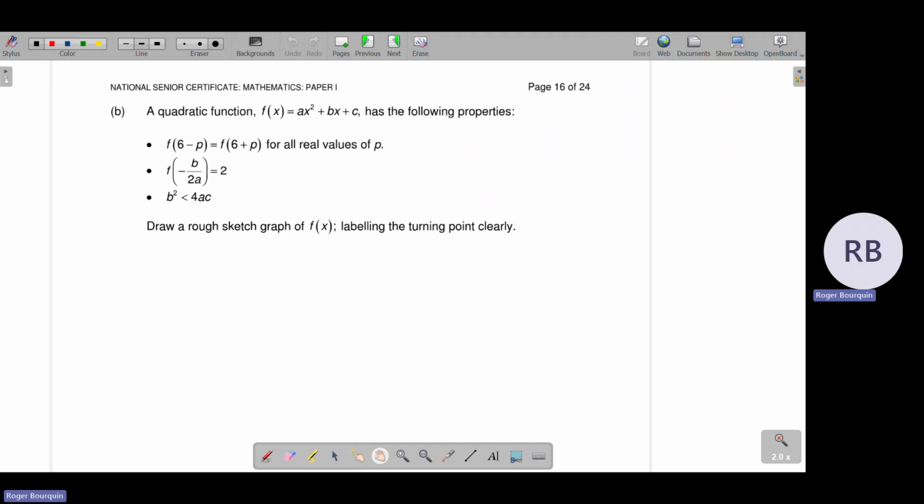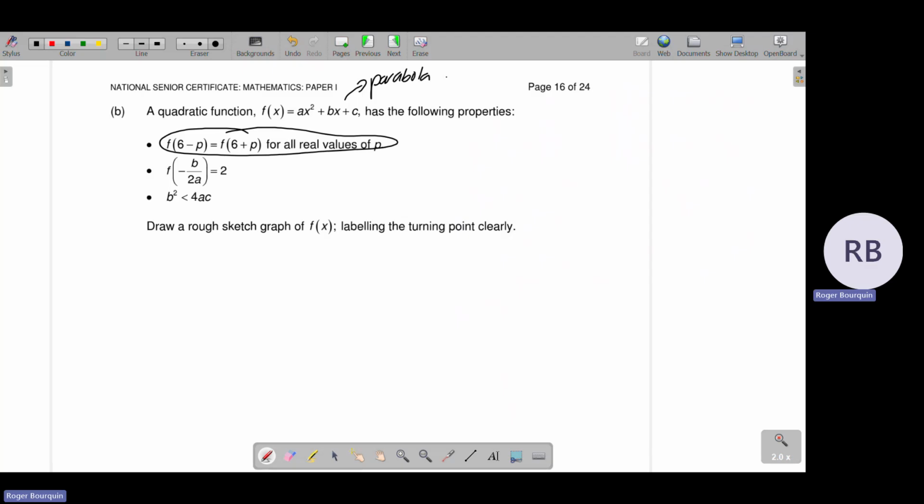Right, so let's have a look at this question. This is nice. I like these kind of questions, guys. So, first thing over here. You've got a quadratic function, which tells you what kind of graph it is, first of all. So it's a parabola. We know that. And it has the following properties. So what does this mean?